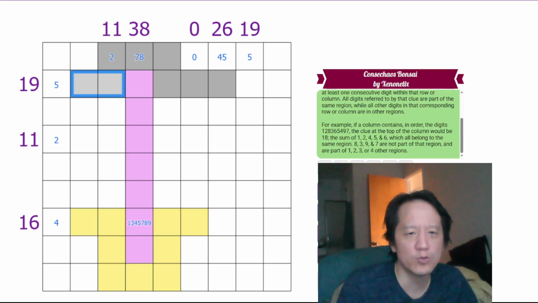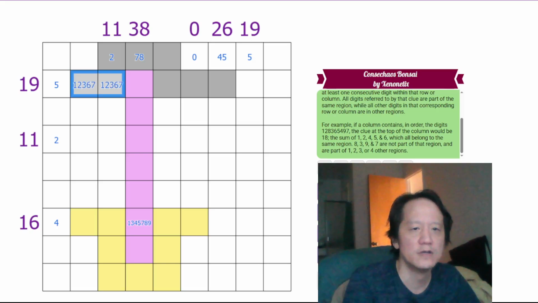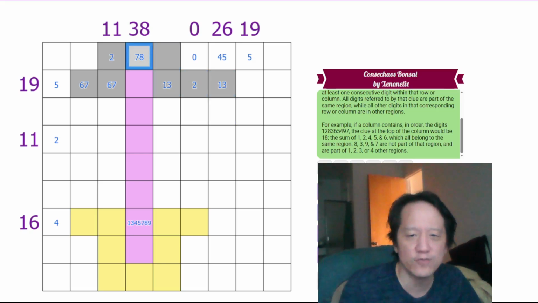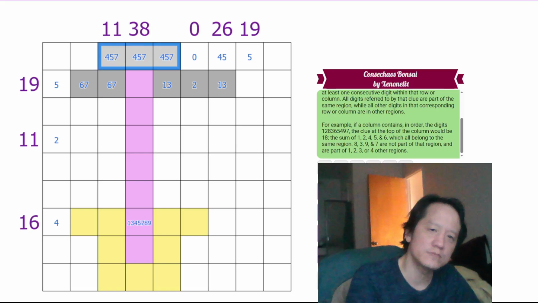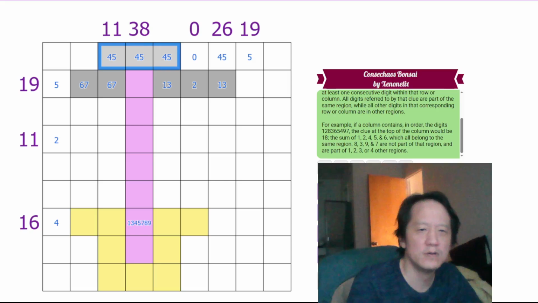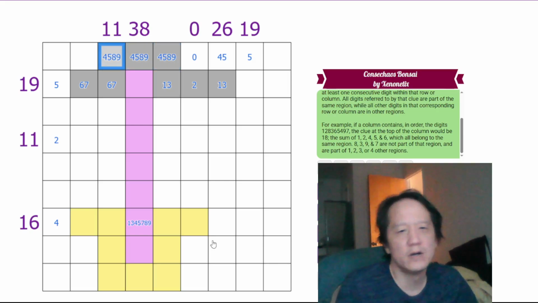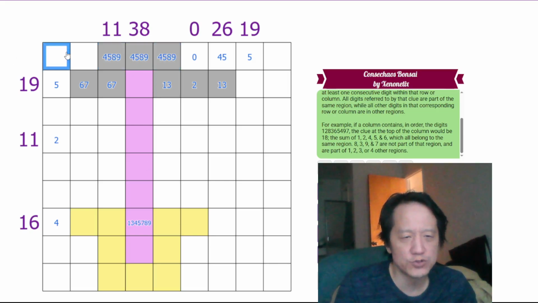This has to be 1, 2, 3, 6, 7. Obviously, this is 6 and 7. This would be 2. This would have to be a 1, 3 pair here. These would have to be 4, 5, 7, 8, and 9, right? No, 4, 5, 8, 9. Which could be consecutive because there's no restriction in this row.